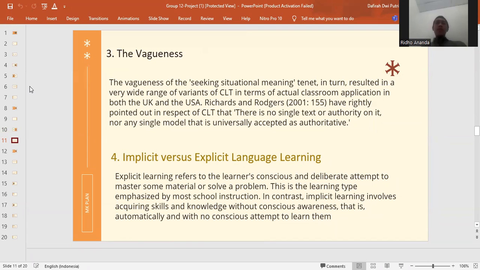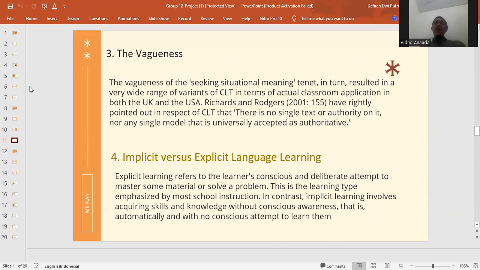The third one is about the vagueness. The vagueness of the seeking situational meaning tenet resulted in a fairly wide range of variants of CLT in terms of actual classroom application in both the UK and the USA. Richards and Rogers in 2001, chapter 155, have rightly pointed out in respect of CLT that there is no single text or authority on it, nor any single model that is universally accepted as authoritative.